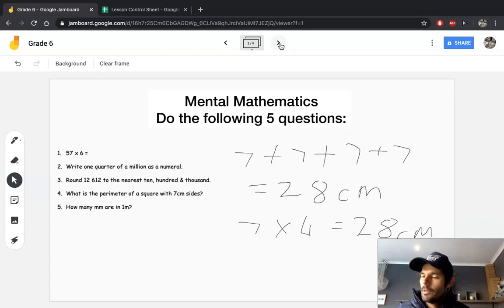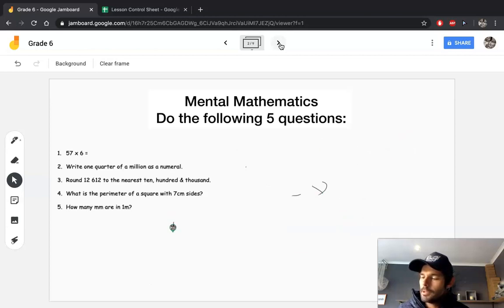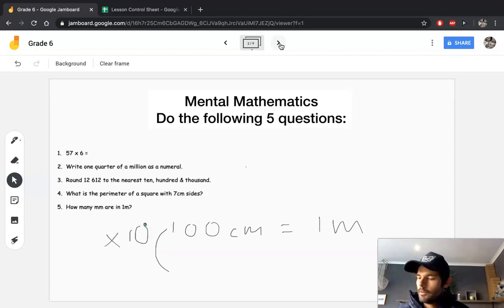Okay, and then the last question was how many millimeters are in 1 meter? So normally you'd be asked how many centimeters are in 1 meter, which we know is 100. Okay, so there are 100 centimeters in 1 meter, but now I want to go to millimeters. So I know there are 10 millimeters in 1 centimeter, so I need to multiply the centimeters by 10. Okay, that will give me 1,000 millimeters, and that's how many millimeters I have in a meter.